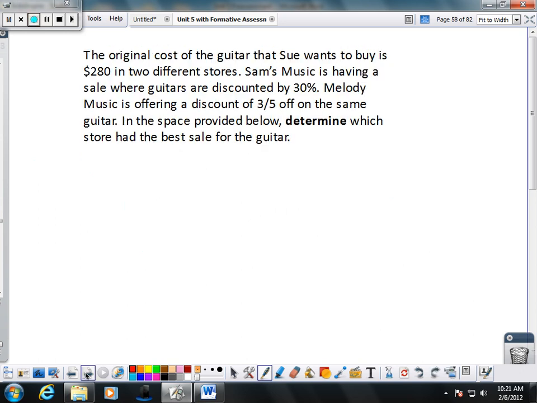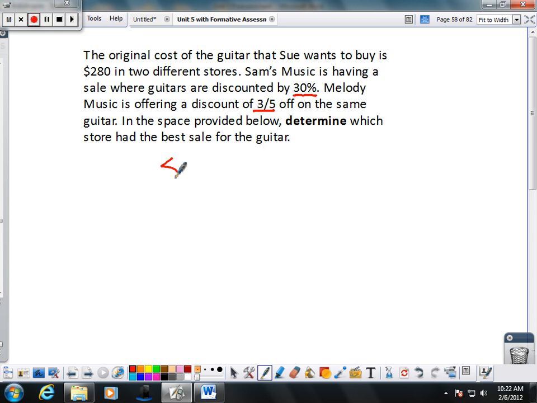And we have another one. I'm not going to give you too much detail on this one, but we have the cost of a guitar, $280 in 2 different stores. Sam's Music is having a sale. The guitars are discounted by 30%. Melody is having a sale where they're discounted by 3/5 off. We want to determine which store has the best sale for the guitar. We don't necessarily need to calculate what the list price is. All we need to figure out is what those two are comparing to.